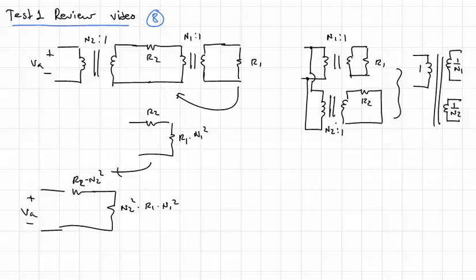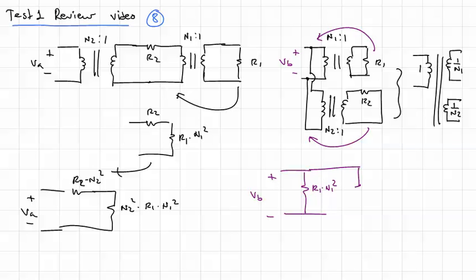Similarly, over here when they're in parallel, you could reflect R1 to the primary and reflect R2 to the primary, and what we'd end up with, call this VB, is we'd have VB with a resistor R1 times N1 squared, but then in parallel with that, we would have a second resistor, which would be R2 times N2 squared.